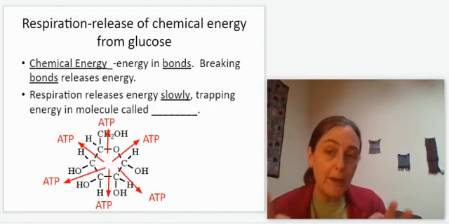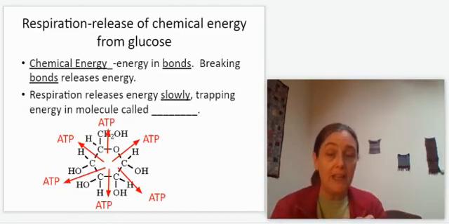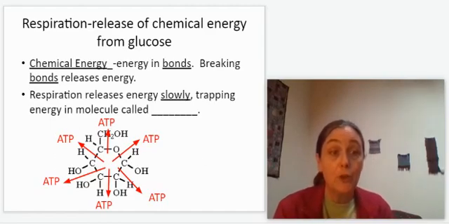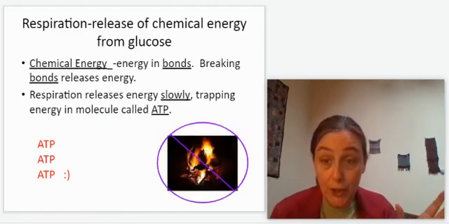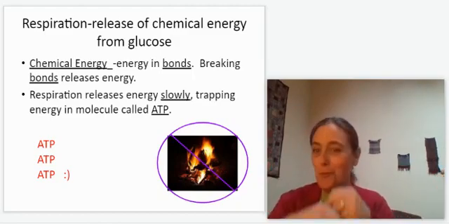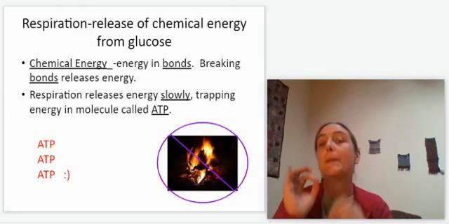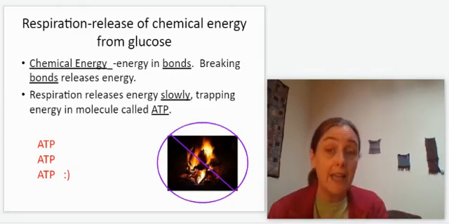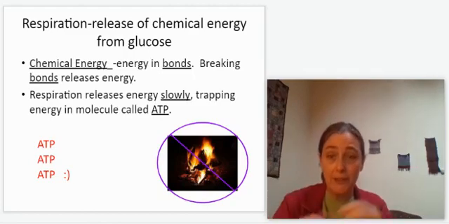So one of the things that we have to pay attention to here is that we want to do this slowly. If you break all the bonds at once, you are going to get fire. You're going to release so much energy at once, you would burst into flames, right? You don't want to release all the energy at once. So respiration is very, very careful about breaking the bonds little by little to release the energy slowly. And you trap that energy every time you bust up a bond.